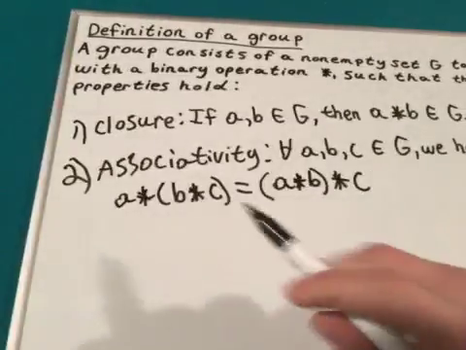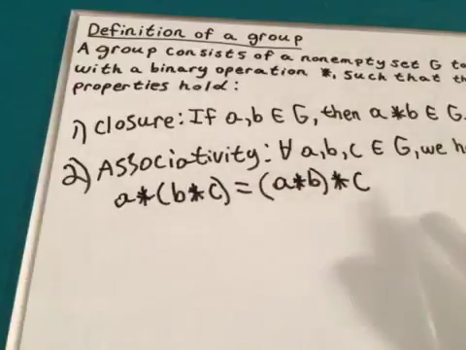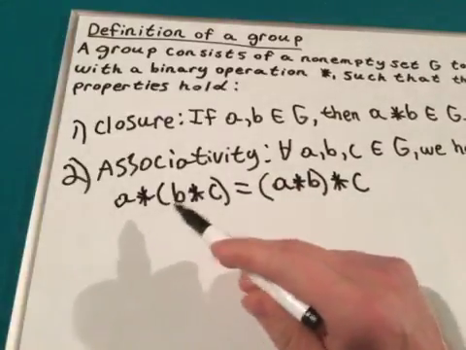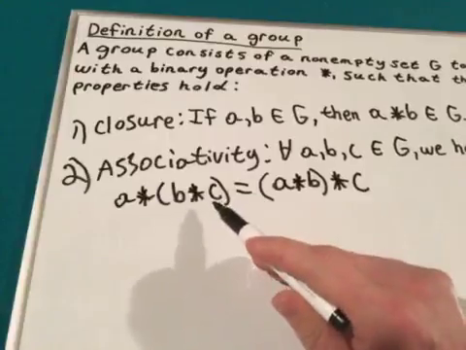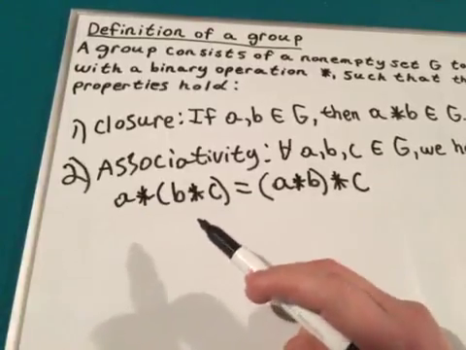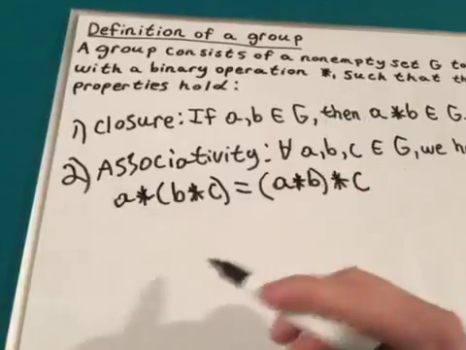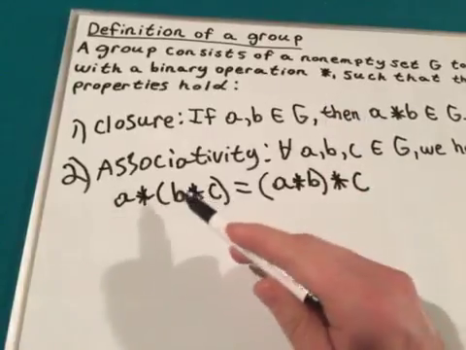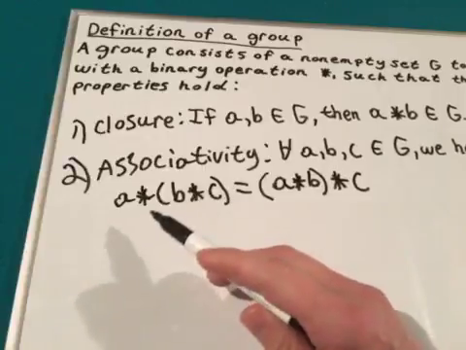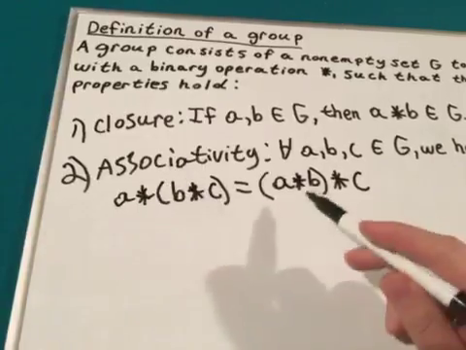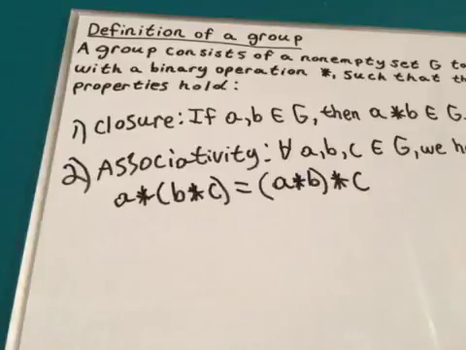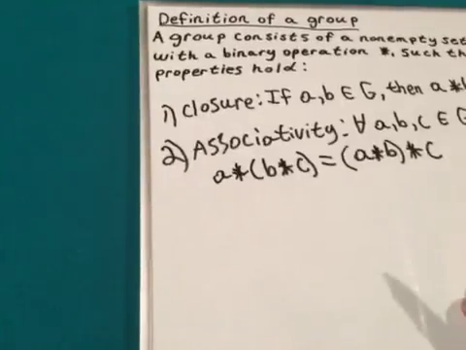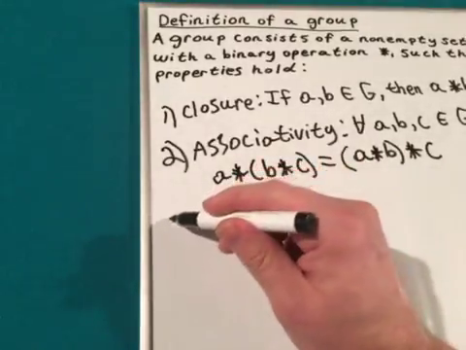So now we have any 3 integers, A, B, and C. Let's say they are 1, 2, and 3. If you add 2 plus 3 plus 1, that's the same thing as adding 1 plus 2 plus 3. That's associativity, which is true when you're adding integers. We pretty much know that, but that's the second property which has to hold for this to be a group.